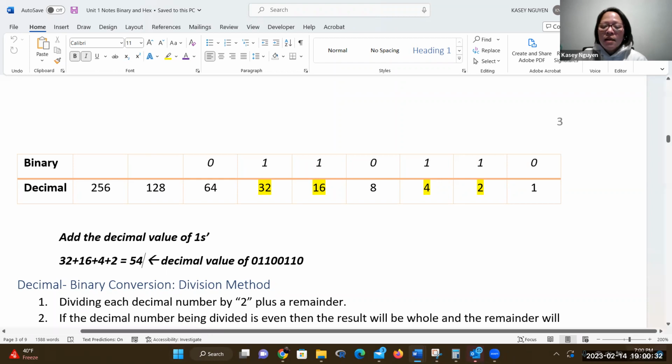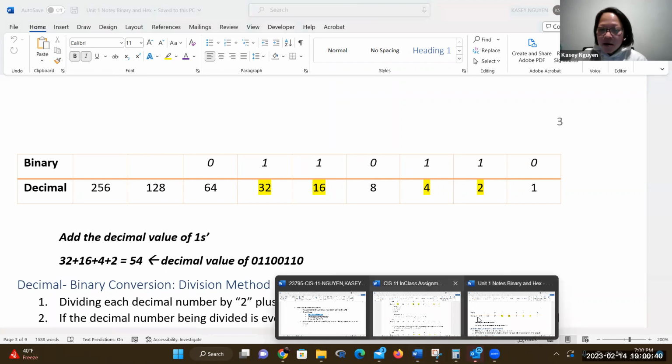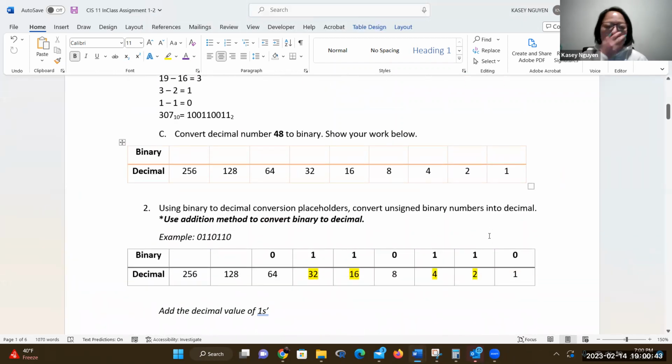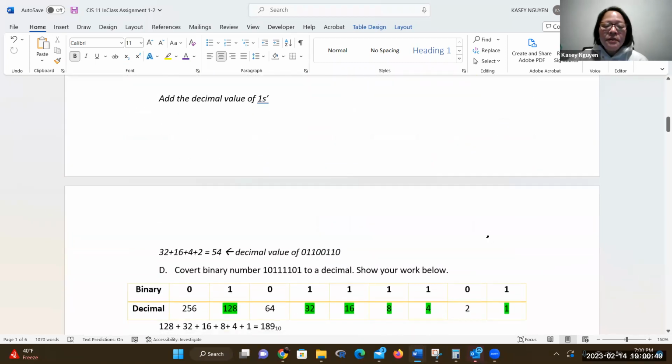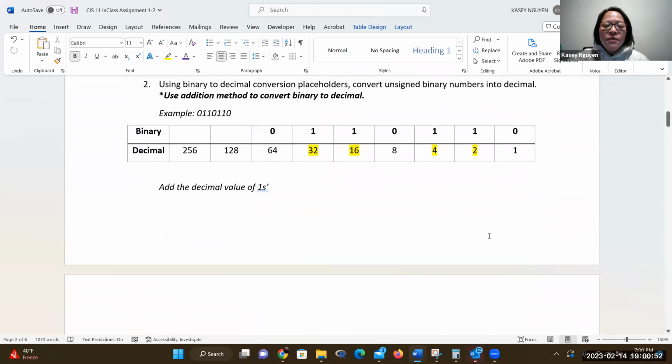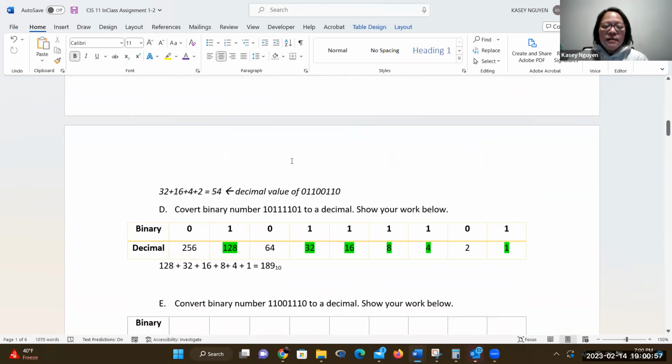Okay. All right. Now we're going to come back to our assignment. For number 2, right, we talked about the example. We're going to go to then D. We want to convert 10111101 to a decimal. So the first step is to use the scale and place the binary value on top.